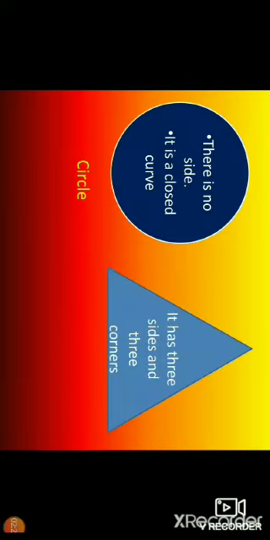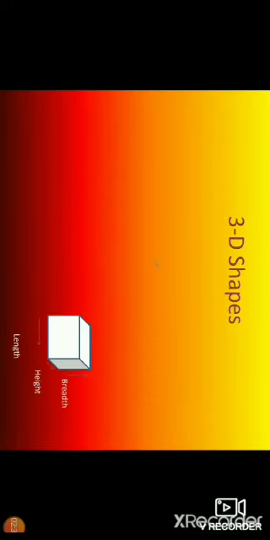What are the 2D shapes? We can see them one by one. Square: it has four equal sides and four corners. Next is the rectangle. It also has four sides, but here opposite sides are equal, and it has four corners. Next is the circle. There are no sides in a circle, it is a closed curve. Next, the triangle. It has three sides and three corners. So these are the 2D shapes we have seen in the lower classes.